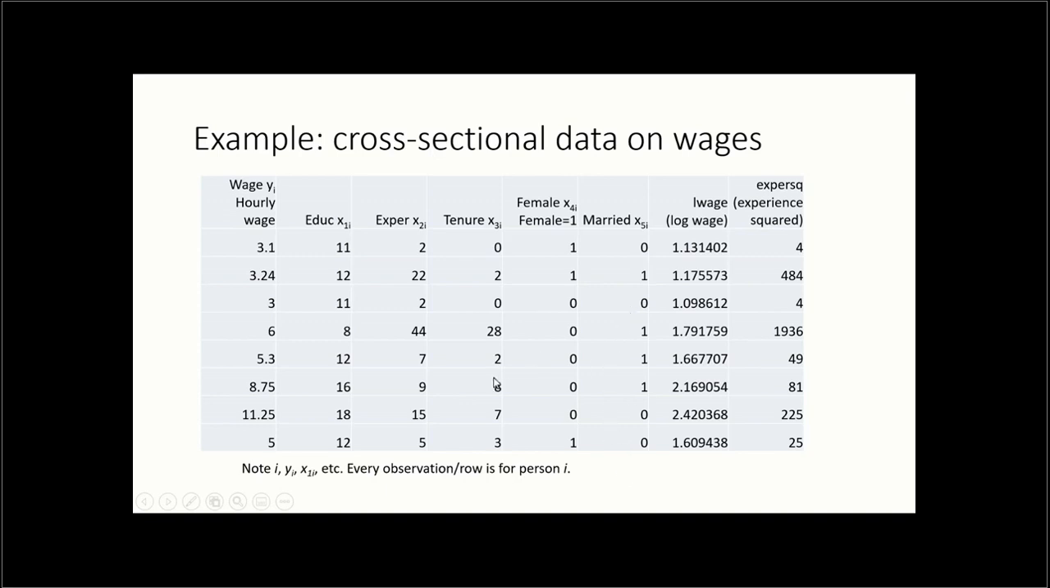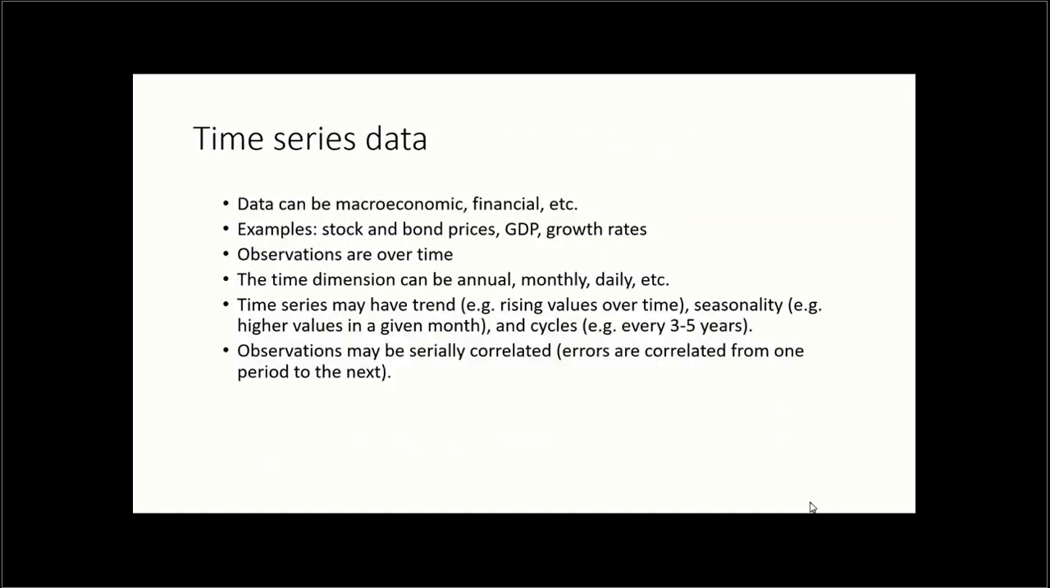So we could have different types of values as well, depending on if it's continuous or a dichotomous variable, just a 0, 1 variable.